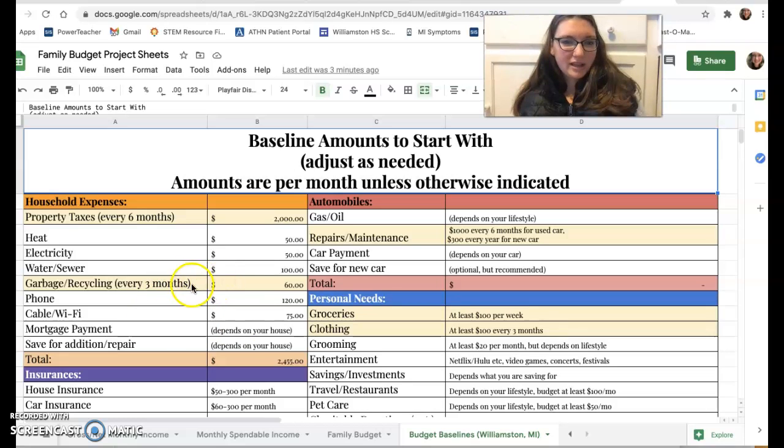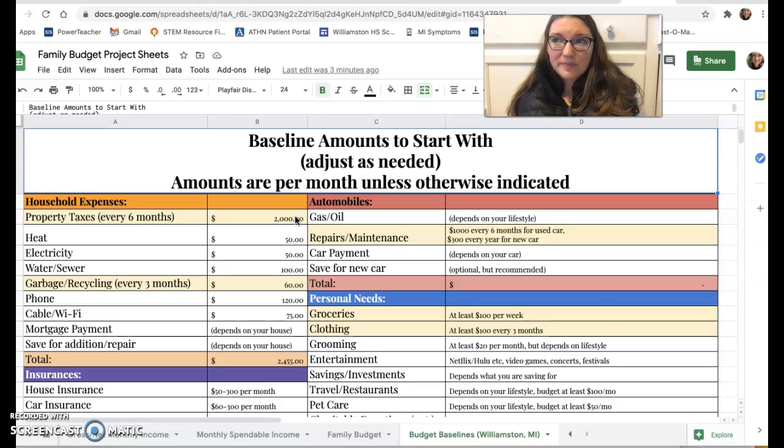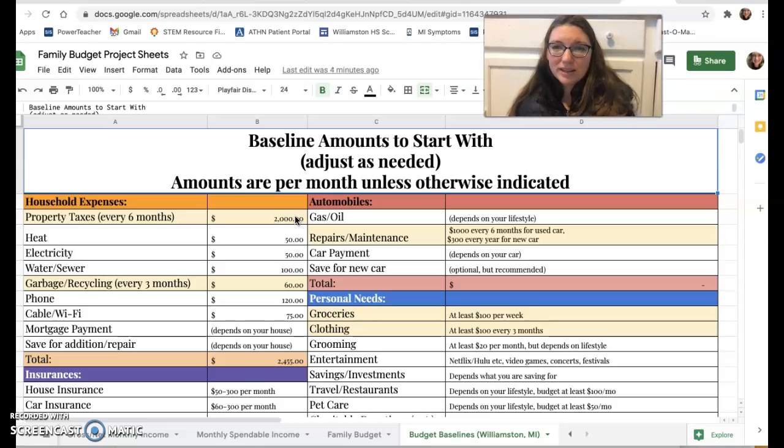These things that are yellow are how much you would pay every 3 months. So you are going to need to split that into 3 parts, divided by 3, so this is going to be like $20 a month. This is going to be $2,000 for property taxes every 6 months. But if you rent a house or live in an apartment, then you don't have to pay property taxes. So there's a lot of things. I mean, you are looking at grown-up life here. All of these things have a level of complexity that you are going to be working with.